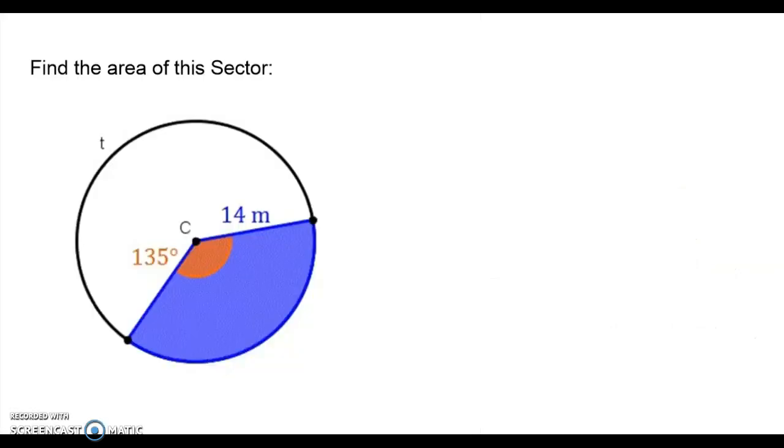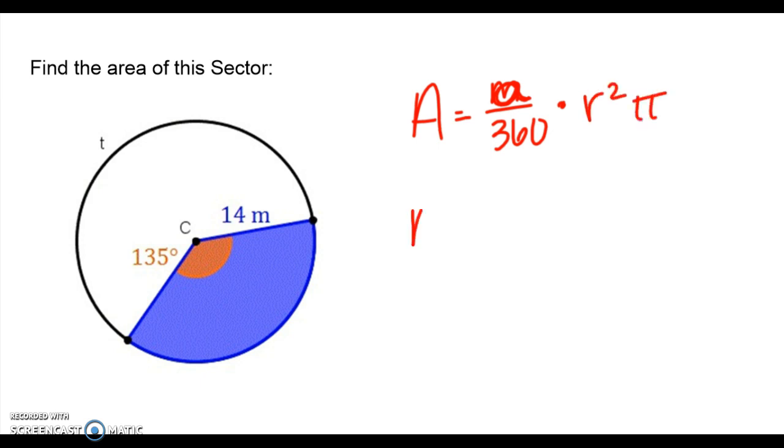All right, let's put these to good use here. For number 1, we're going to find the area of this sector. I'm going to start by writing down the area formula, always, always, always. I know they used an A for angle measure, times r squared times pi. I'm going to plug in what I know. I know that the angle measure is 135 degrees, and I know the radius is 14.